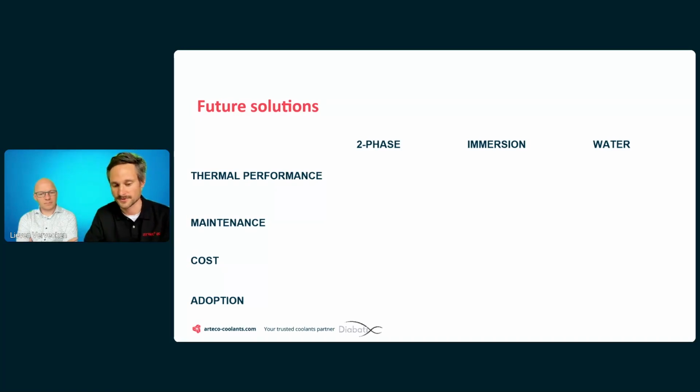If we compare them on thermal performance, then the two-phase is the best in class when it comes down to heat capacity. There's no better technology than two-phase in terms of heat capacity. Immersion, on the other hand, is very good at cooling the entire surface because everything is just submerged in the fluid. So all the heat being produced by the server itself, it's all being taken away. And water, on the other hand, has the best heat transfer. So there's no better fluid that can transfer the heat better than what water does.